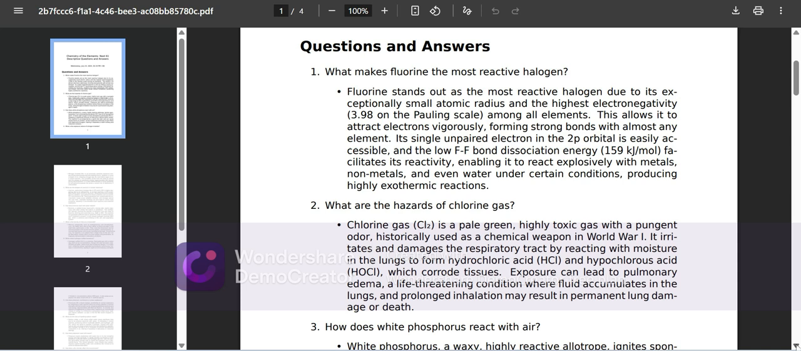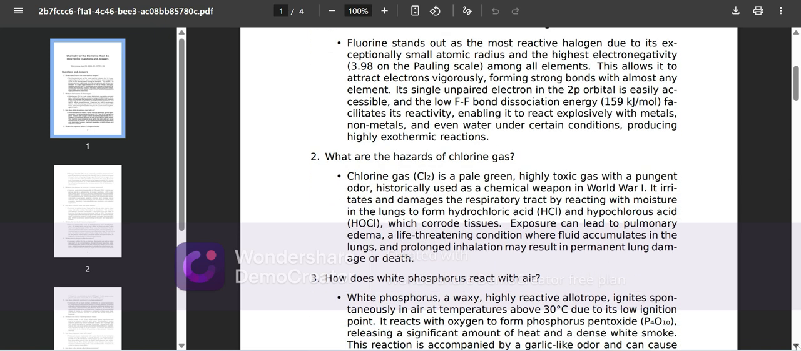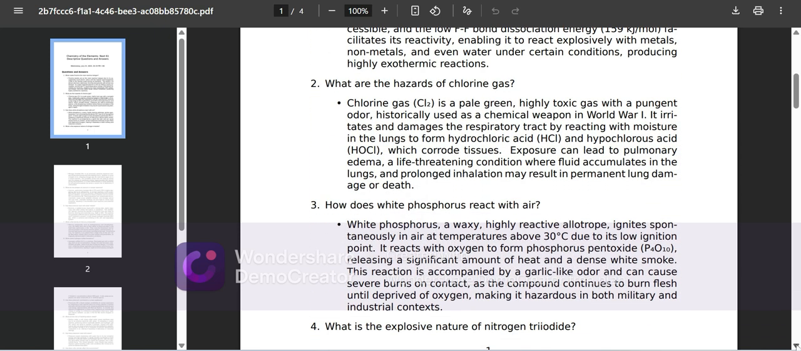Its single unpaired electron in the 2p orbital is easily accessible, and the low F-F bond dissociation energy, 159 kilojoules per mole, facilitates its reactivity, enabling it to react explosively with metals, non-metals, and even water under certain conditions, producing highly exothermic reactions.